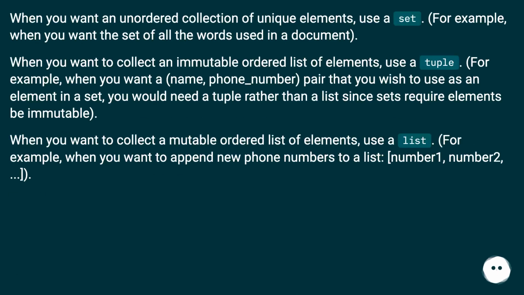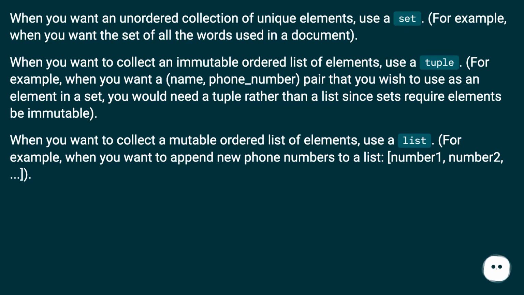When you want an unordered collection of unique elements, use a set. For example, when you want the set of all the words used in a document. When you want to collect an immutable ordered list of elements, use a tuple. For example, when you want a (name, phone_number) pair that you wish to use as an element in a set, you would need a tuple rather than a list since sets require elements be immutable.